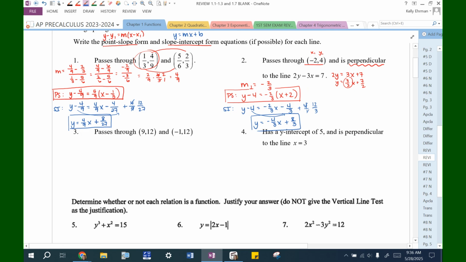All right, now we want a line that passes through the points (9, 12) and (negative 1, 12). So let's find the slope again. 12 minus 12 over 9 minus negative 1. That's 0 over 10, which is 0. If it were 10 over 0, I would get undefined. A slope of 0 means we have a horizontal line.